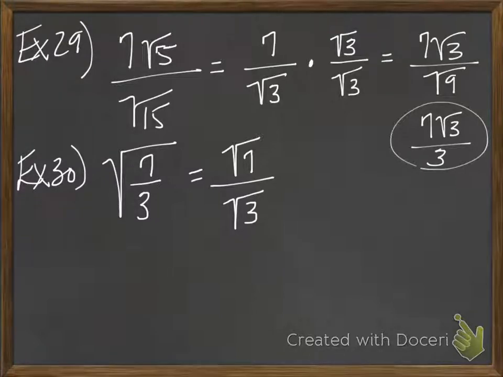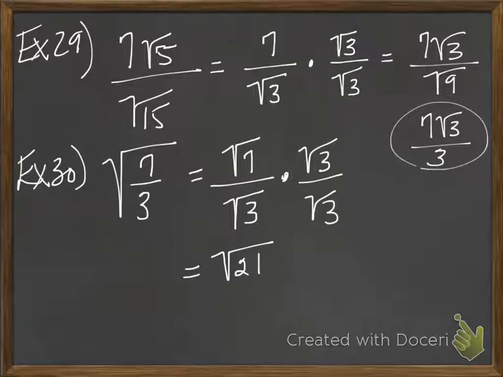We can't have which one? The square root of 7 or the square root of 3? We can't have the square root of 3. There can't be a square root in the bottom. So what are we going to multiply by? Square root of 3 over the square root of 3. Top times the top. Square root of 7 times the square root of 3 is what? Square root of 21, good. Square root of 3 times square root of 3 is the square root of 9.